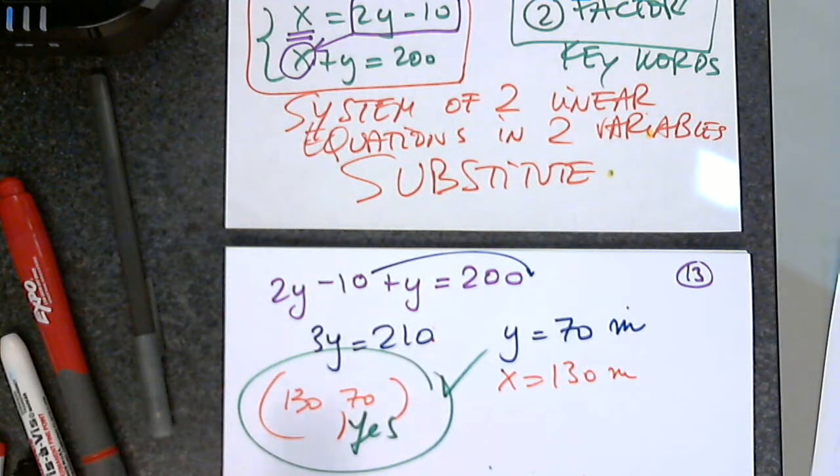So the length of the rectangular parking lot is 130 meters, and the width is 70. And both conditions are fulfilled. Any questions for me?